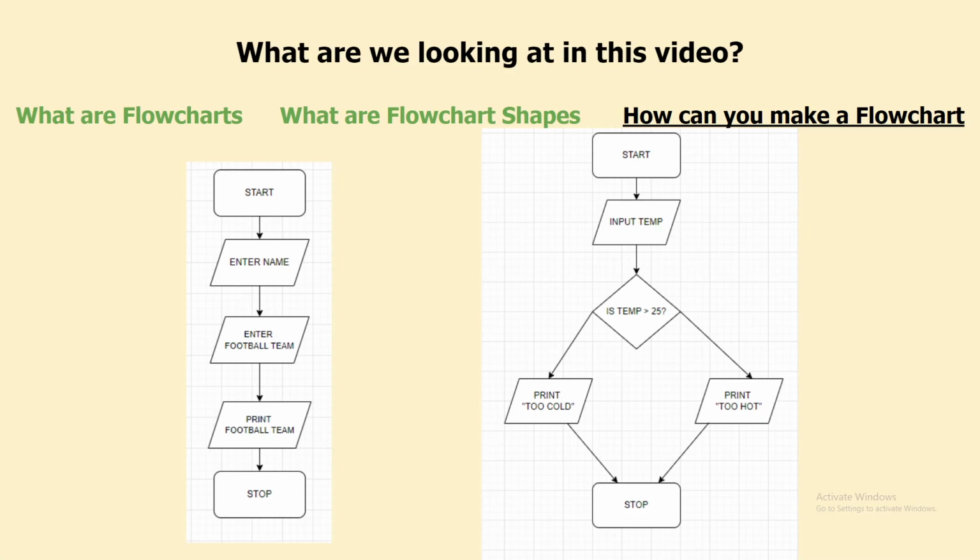You can see from these two flowcharts that the only flowchart shape which has two lines coming from it is a decision diamond. All other shapes have got one link to the next link to the next link. The only one that has two is, of course, the decision diamond.